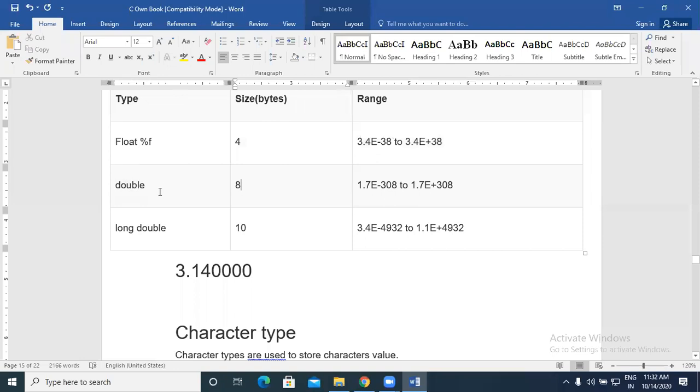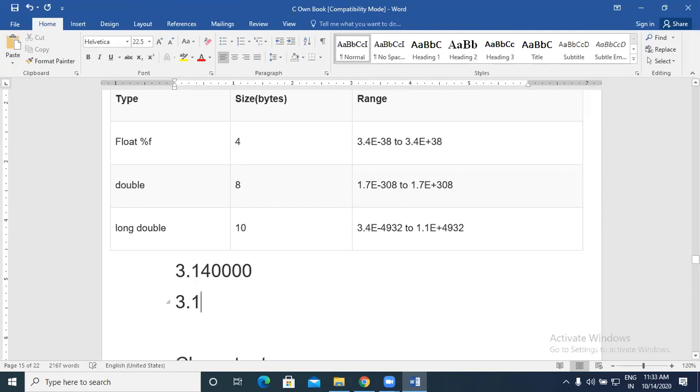In double, we can use percentage %f. Also, the size of double requires 8 bytes, and the range is 1.7e minus 308 to 1.7e plus 308. And in double and long double, if you put 3.14, it is considered as 16 digits after your point, right?